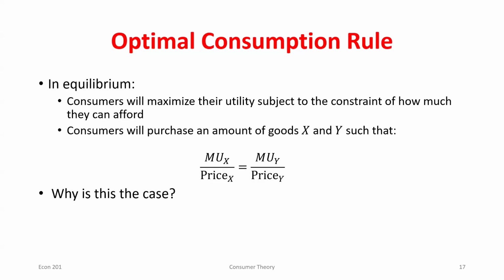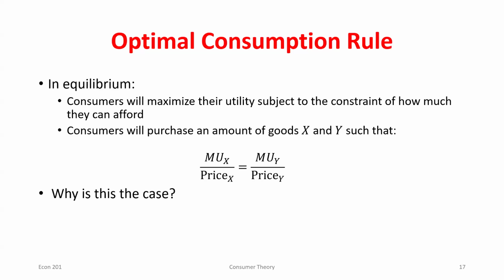So it doesn't matter where we start out. I'll always want to switch my consumption towards the good that has a higher marginal utility per dollar, away from the other good. And as a result, because marginal utility is declining, when I buy more of that good, it's going to be pushing down the marginal utility. This occurs until those points are equal.